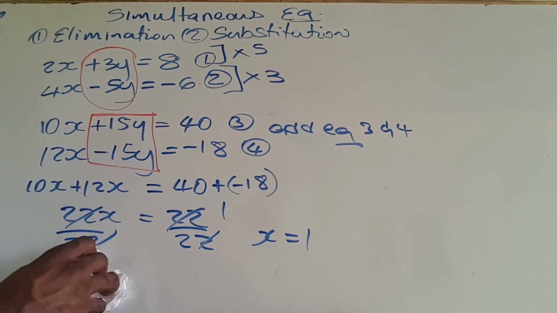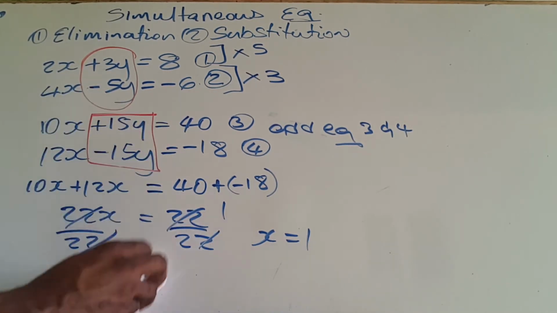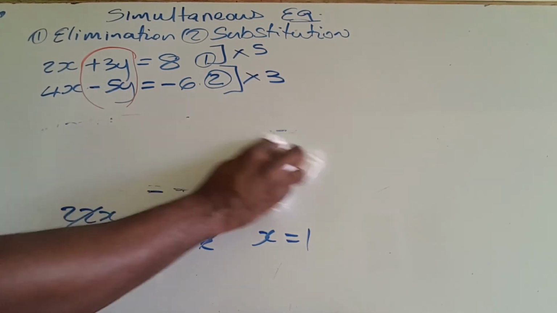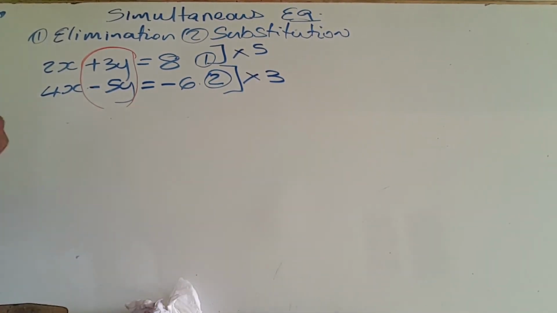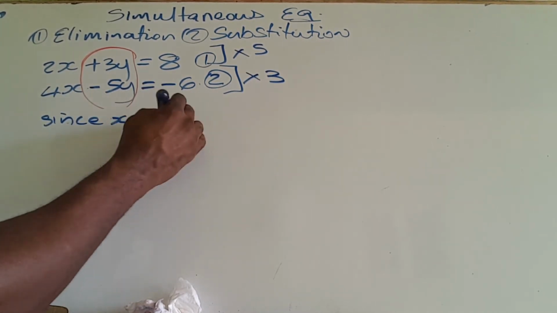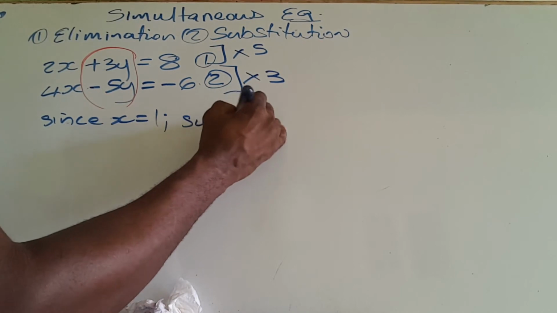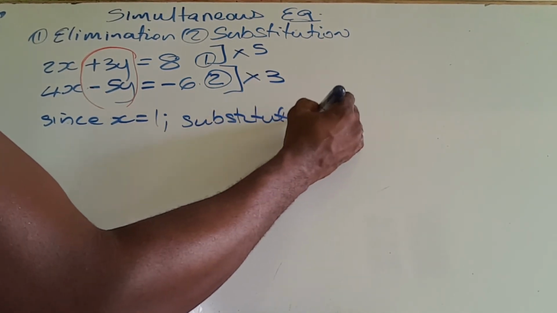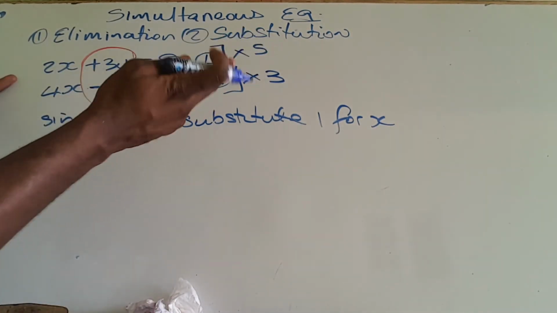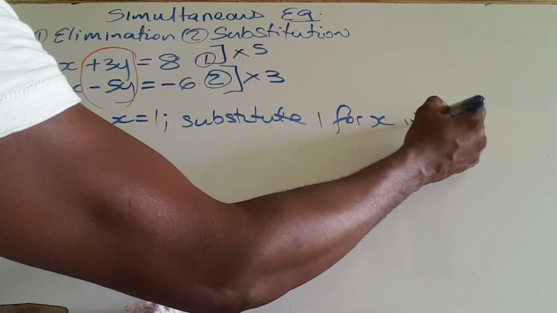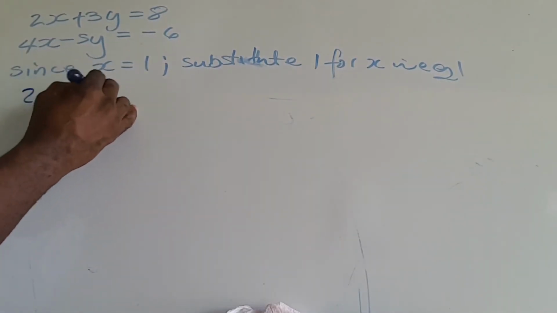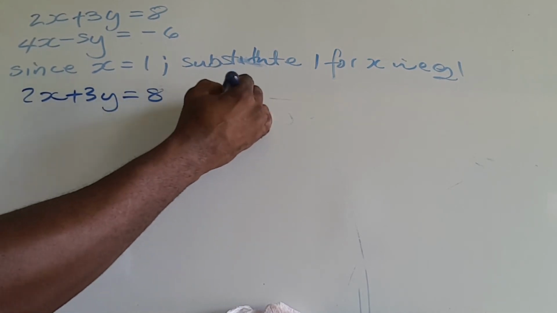Because x is equal to 1, I can now use this value in any one of my 4 equations. So let me take this off right here. x is equal to 1. Now since x is equal to 1, I intend to substitute 1 for x, and I could do that in any one of the equations. I'm just going to pick equation 1. So here is equation 1: 2x plus 3y is equal to 8.